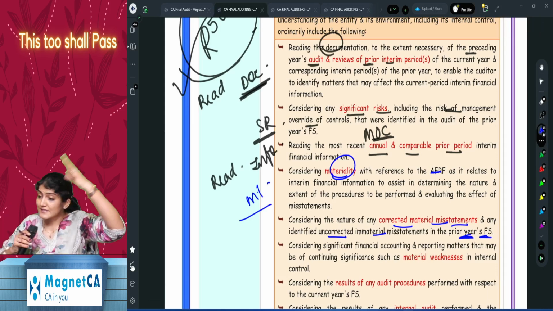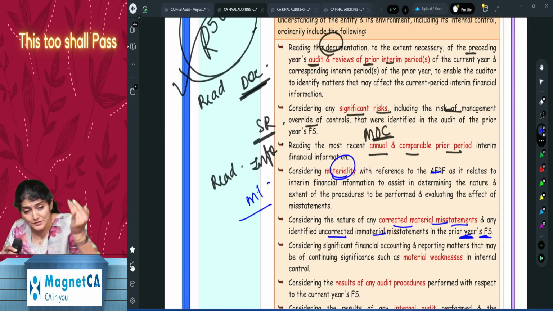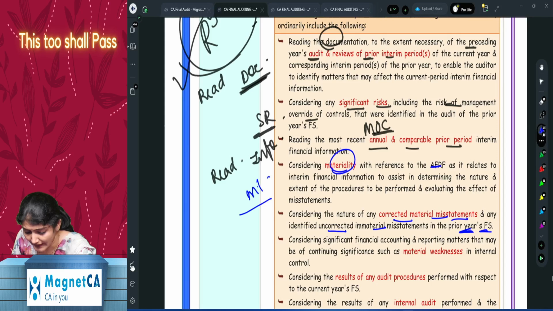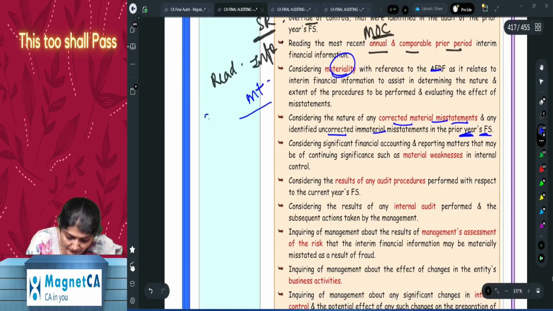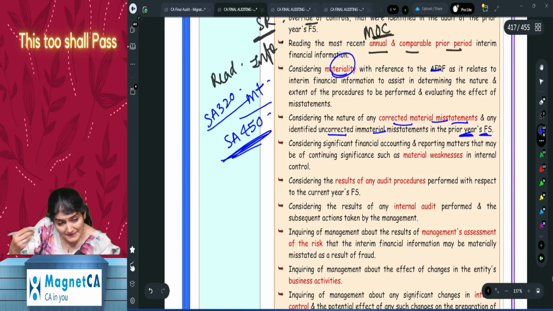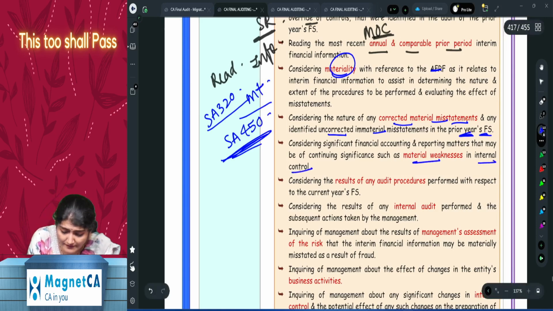That means last year, whatever misstatements you had identified and told to the management, which were corrected by the management and not corrected. Which auditing standard? Corrected and uncorrected misstatements, SA 450, Evaluation of misstatements identified during the audit. Then any material weakness in internal control. That is SA 265.